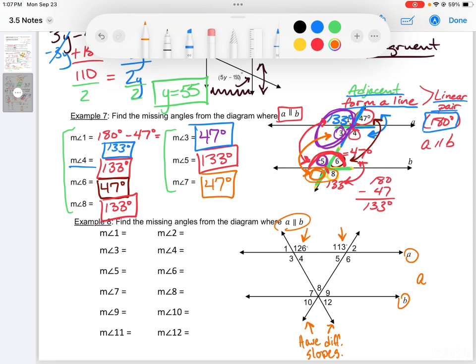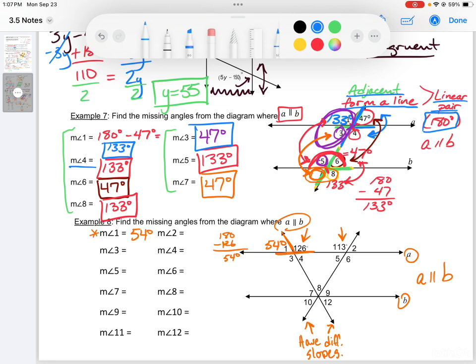Now, just like the question says, A and B are perpendicular. So we have some similarities between these and we have some differences. The first thing we want to start with, let's just go in order. Find angle 1. Angle 1 forms a linear pair with 126. So 180 minus 126 equals 54 degrees. That's angle 1, 54 degrees.